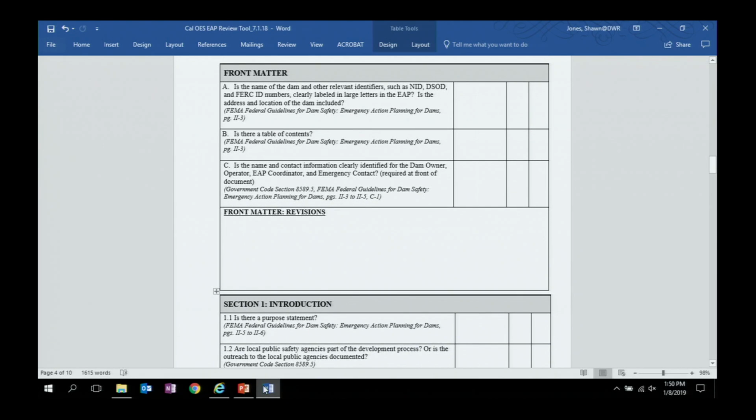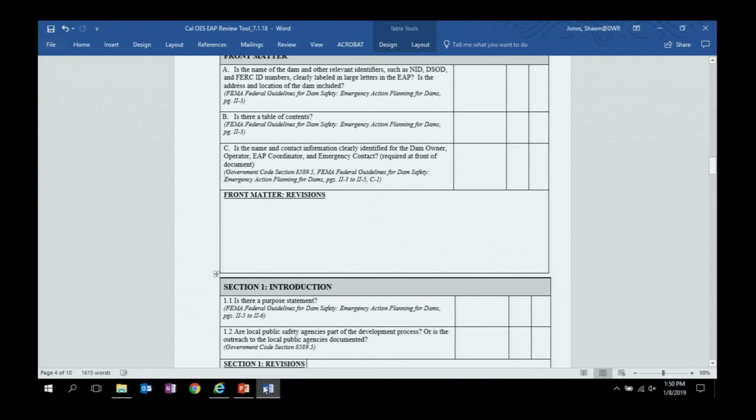Again, we're looking for name and contact information, clearly identified. Who's the dam owner? Who is the operator, the EAP coordinator, and is there an emergency contact? We would like all that information to be on the front of the plan, but if you do not have that on the front of the plan, at least on the next page would be great.